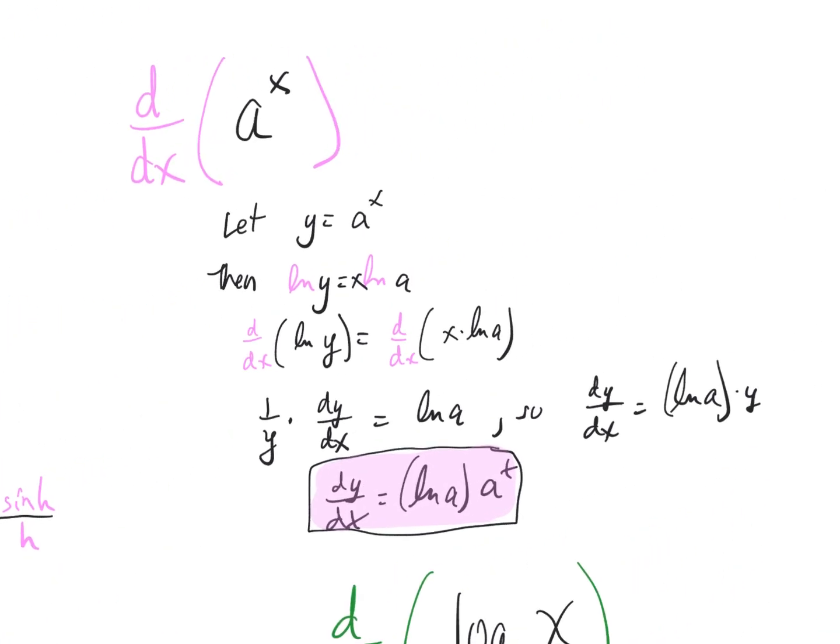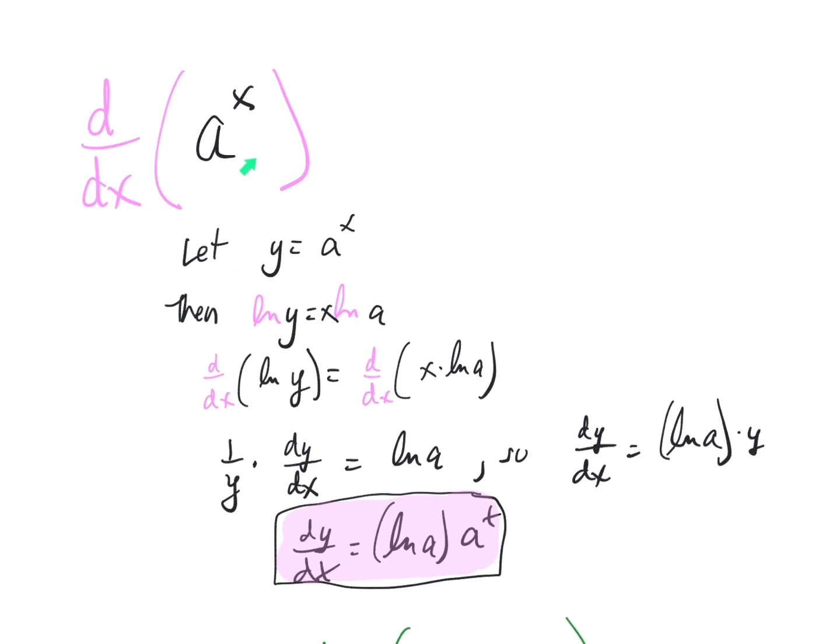How about a to the x? So to find the derivative of a power expression, or an exponential expression, we let y equal a to the x, get x out of the exponent by taking the natural log of both sides, and then take the derivative of both sides. So the derivative of this side with respect to x is 1 over that expression times dy dx, chain rule. And on this side, remember ln of a is a constant. So a constant times x has a derivative of just that constant.